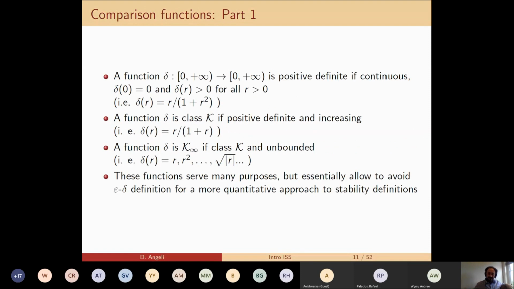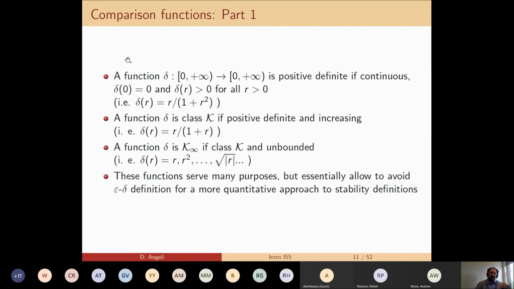Okay. If not, I will just go on introducing this notion of comparison functions. As I said before, comparison functions can be used to provide very synthetic, quite intuitive-looking and appealing definitions of stability concepts. So I will define them here and show them with some examples.